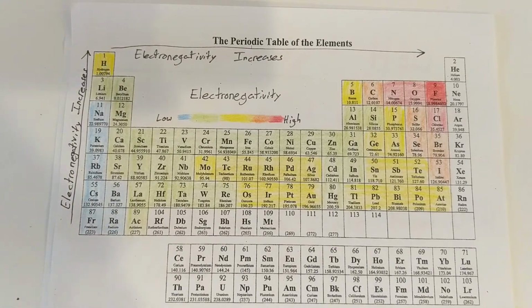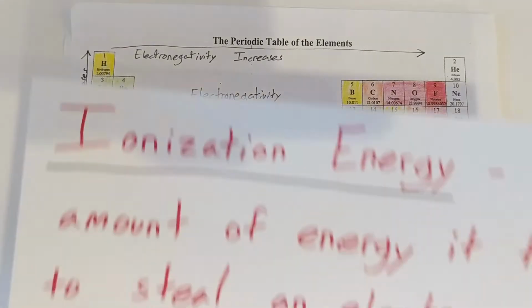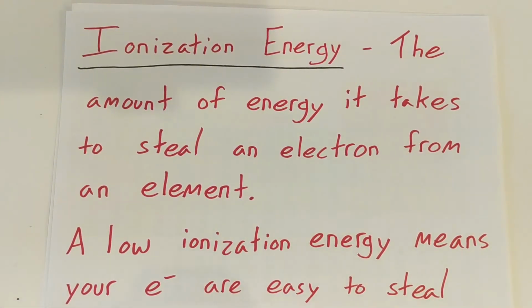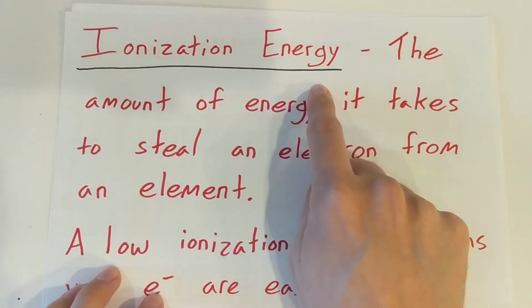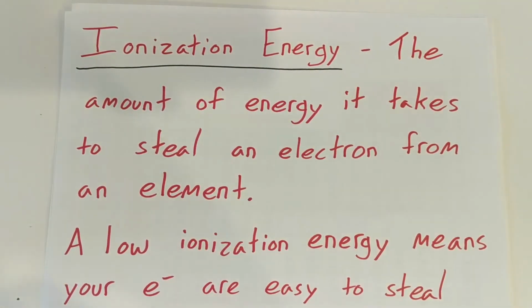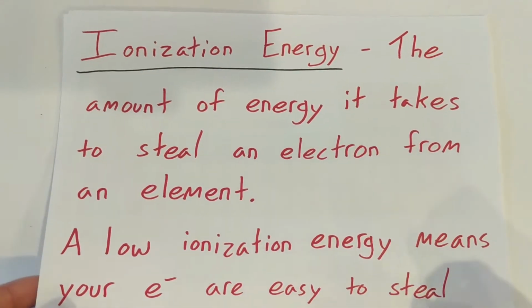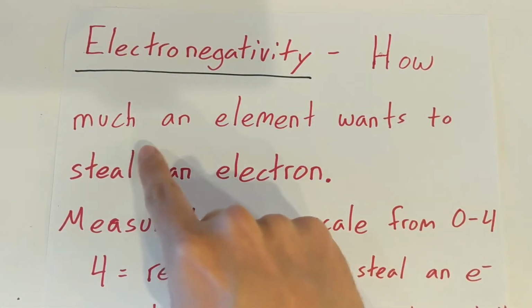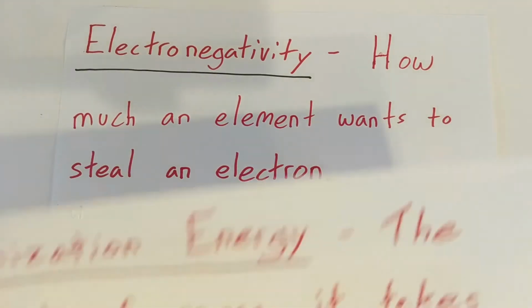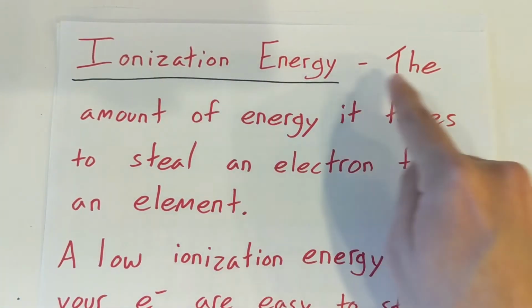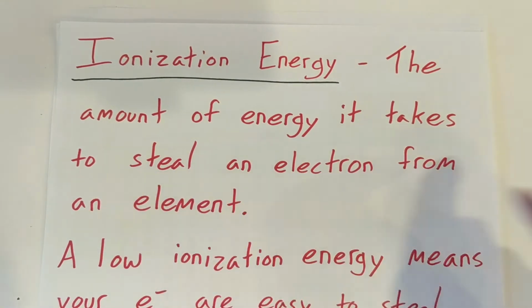So electronegativity talks about how much an element wants to steal an electron. So we have to look at the flip side of that. The next thing we're going to take a look at is ionization energy. So this is the amount of energy it takes to steal an electron from an element. So let me briefly go back so we could look at the difference. Electronegativity is how much an element wants to steal an electron. Ionization energy is the amount of energy it takes to steal an electron from an element.